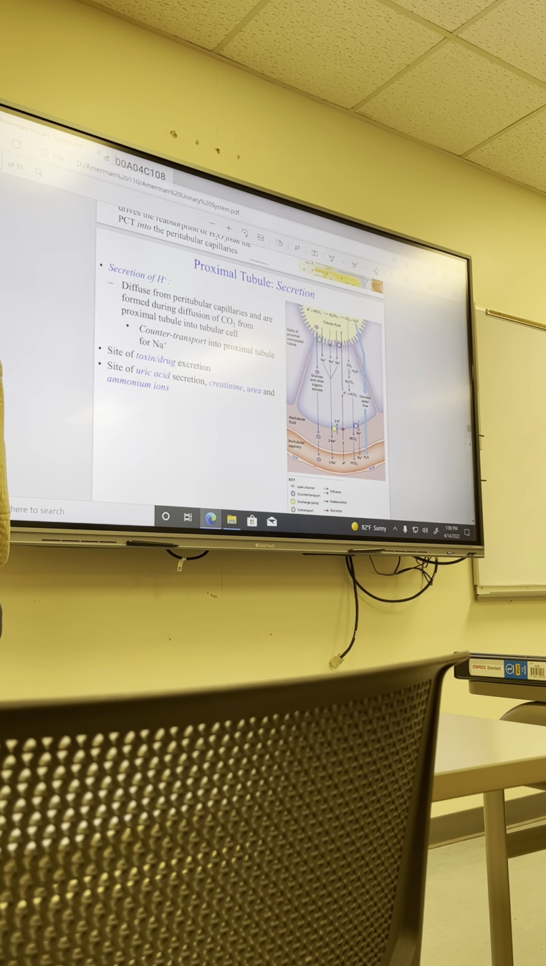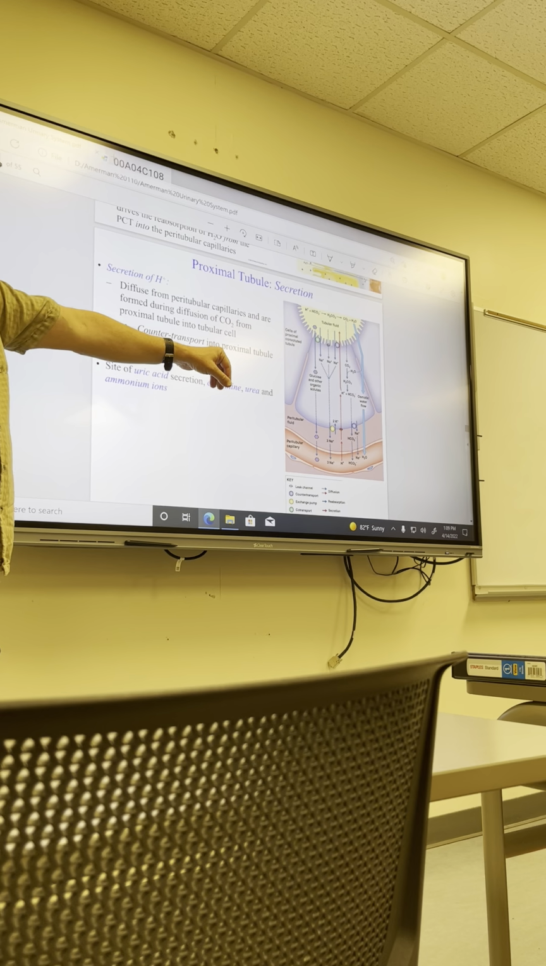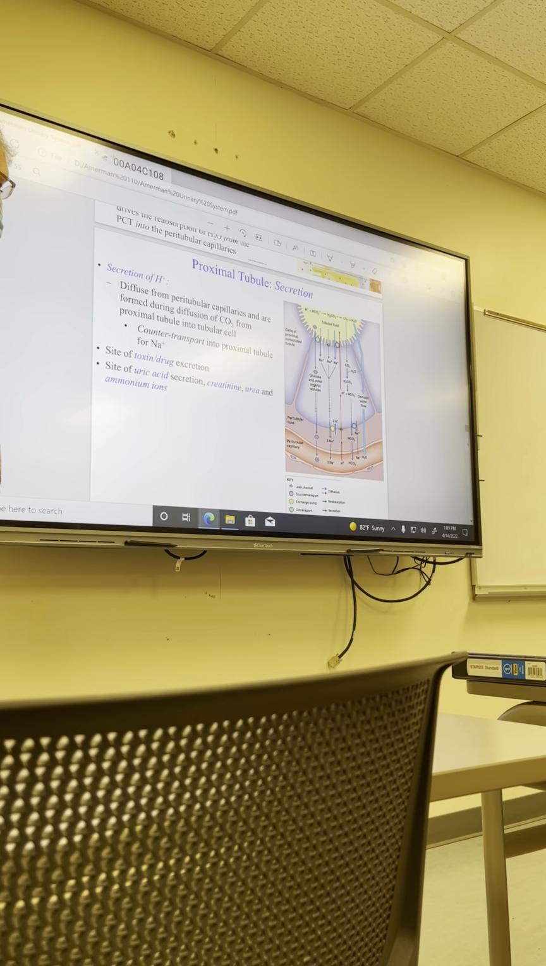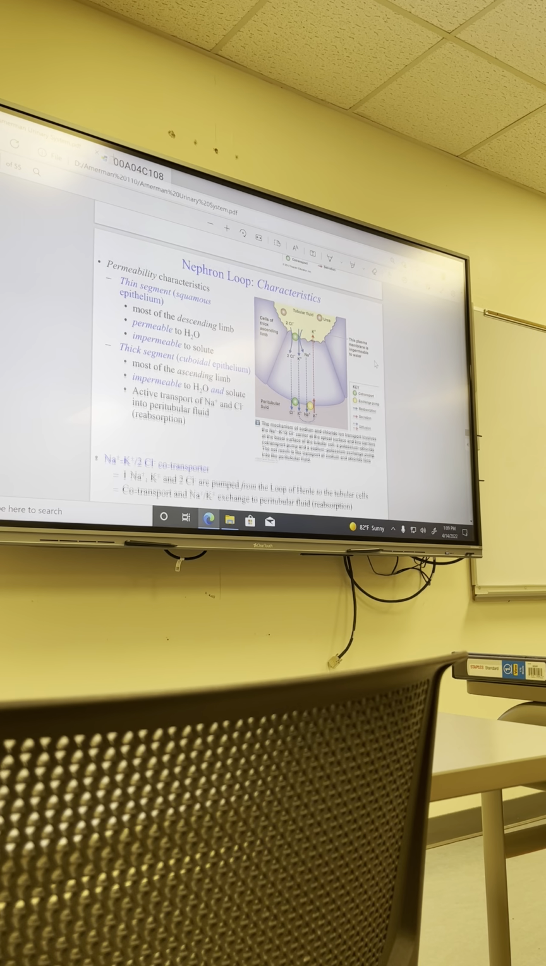Urea comes from guanine and thiamine, right? Urea primarily comes from the breakdown of amino acids. It's a less toxic form. Ammonium would be the more toxic form that has not been converted into urea. So we can also get rid of some nasty ammonia in here. Nitrogen wastes we're getting rid of in that proximal tube. All right.